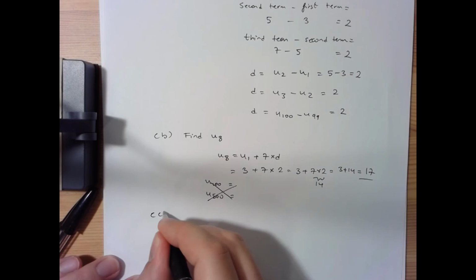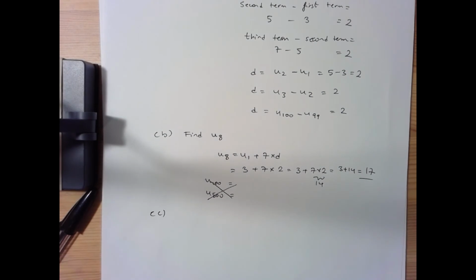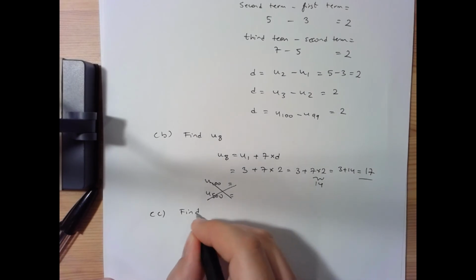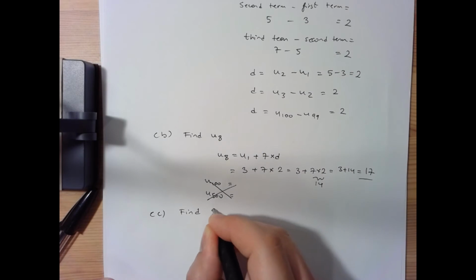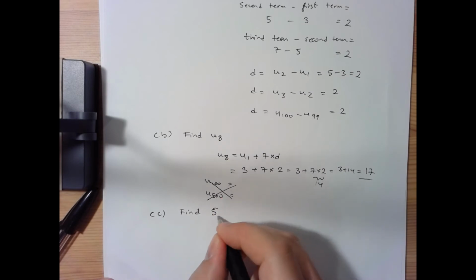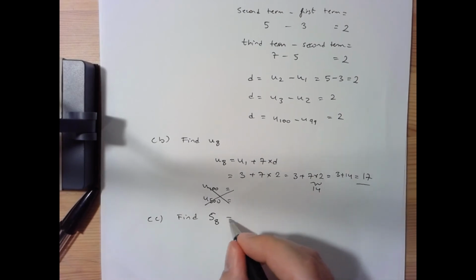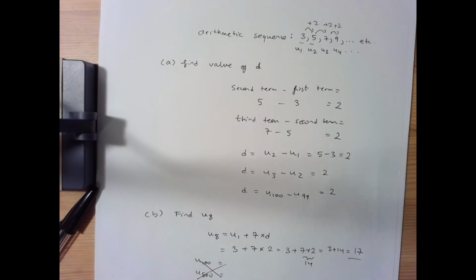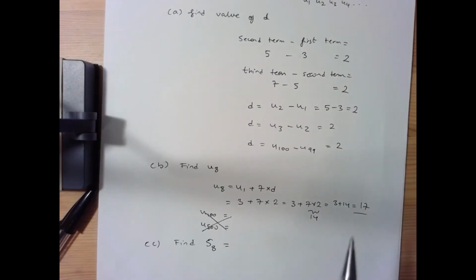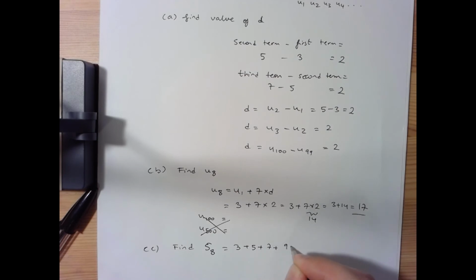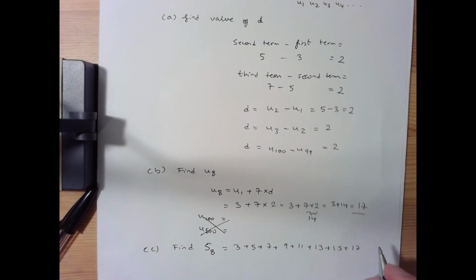Okay. So for part C, let's do something else. Let us find the summation of the first 8 terms. So the way we write this is we write a capital S with a small 8 here. Okay. So what this basically means is that we are taking our entire sequence and we're adding it up, or the first 8 terms of it at least. So take our 3 plus 5 plus 7 plus 9 plus 11 plus 13 plus 15 plus 17 and we add this all up.